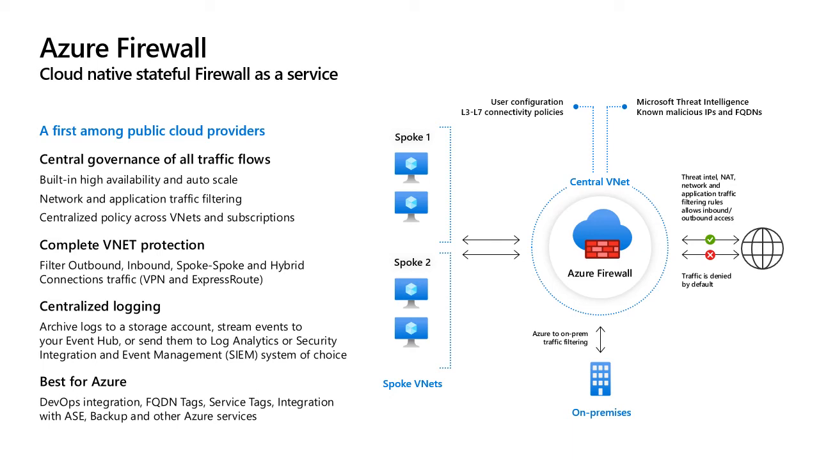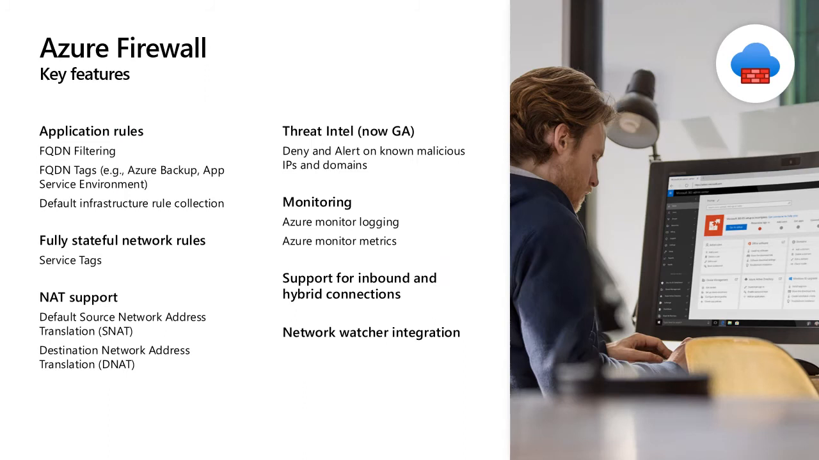So the way it works is that you can do layer 3 to layer 7 connectivity policies. This is also managed and monitored by Microsoft Threat Intelligence, powered by Intelligent Security Graph, which feeds it known malicious IPs and FQDNs. So you have active protection or active suggestions coming from our threat intelligence network. And then you can also configure the firewall policies yourself, as typical to any firewall appliance that's out there today.